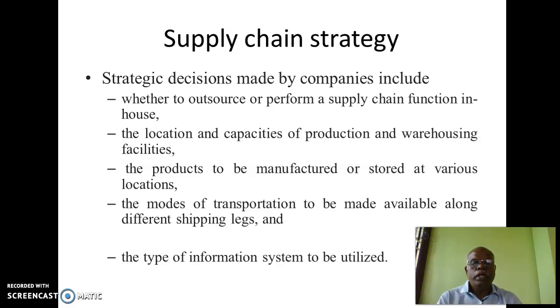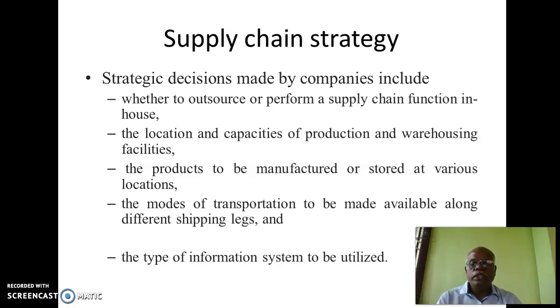Third one, the products to be manufactured are stored at various locations. Then we should decide what products are to be manufactured in a particular location and what products are to be stored at various locations. So again, it is based on the demand. When you forecast the demand, accordingly you can decide what products to manufacture in different locations and where they are to be stored.